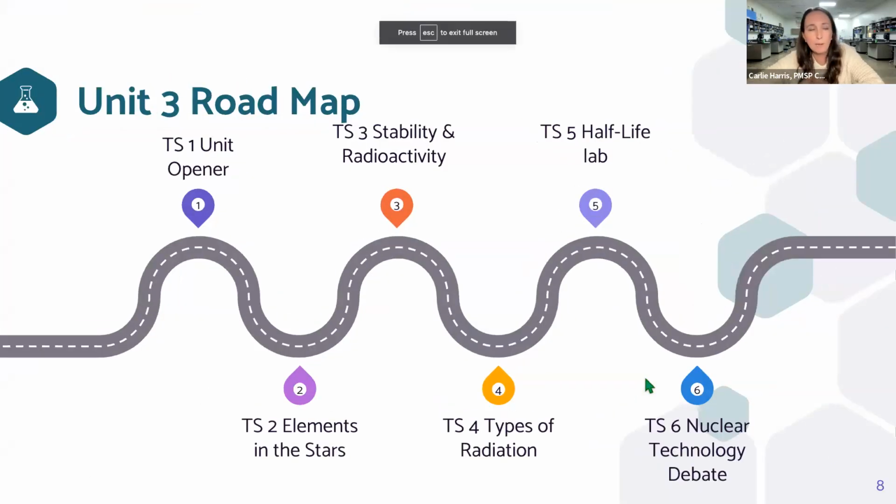So this is our Unit 3 roadmap, and we're going to hit all of these task sets in our webinar tonight. We'll start with the unit opener that has our phenomena, and then we'll talk about task set 2, which we call Elements in the Stars. Task set 3 is all about stability and radioactivity. Task set 4, types of radiation. Then in task set 5, we have a half-life lab, and task set 6 is our culminating activity. It's a nuclear technology debate, but it also could be a discussion, right?